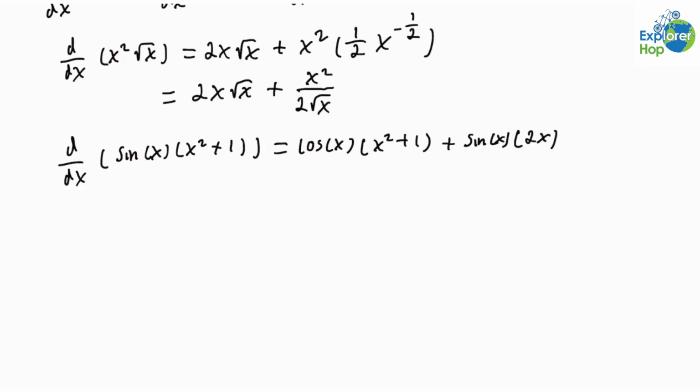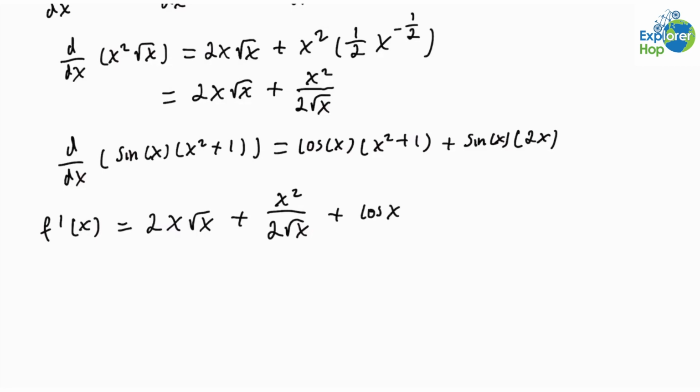So putting everything together, the derivative of our function f of x is equal to 2x times root x plus x squared over 2 root x plus cosine of x times x squared plus 1 plus sine of x times 2x.